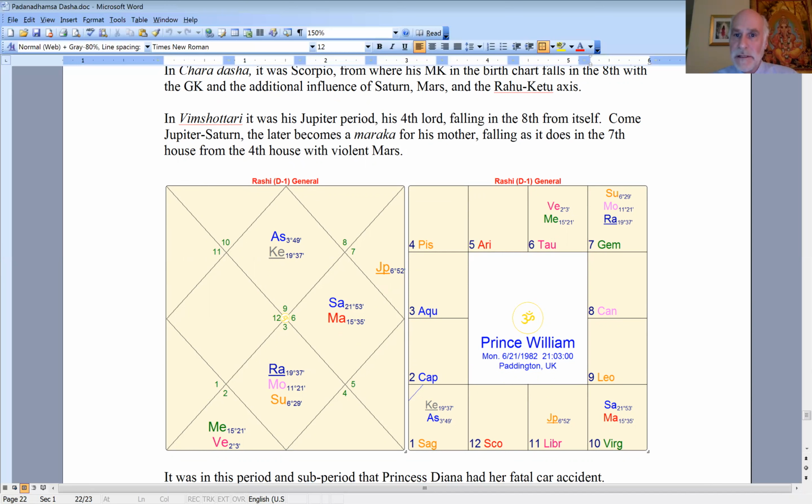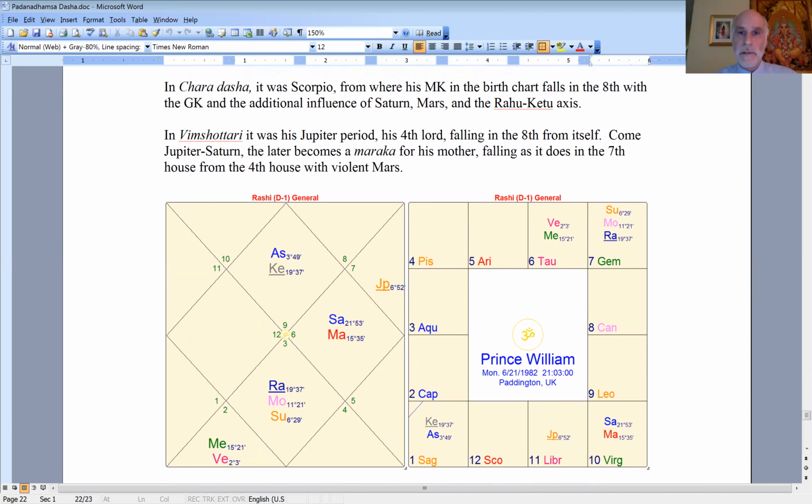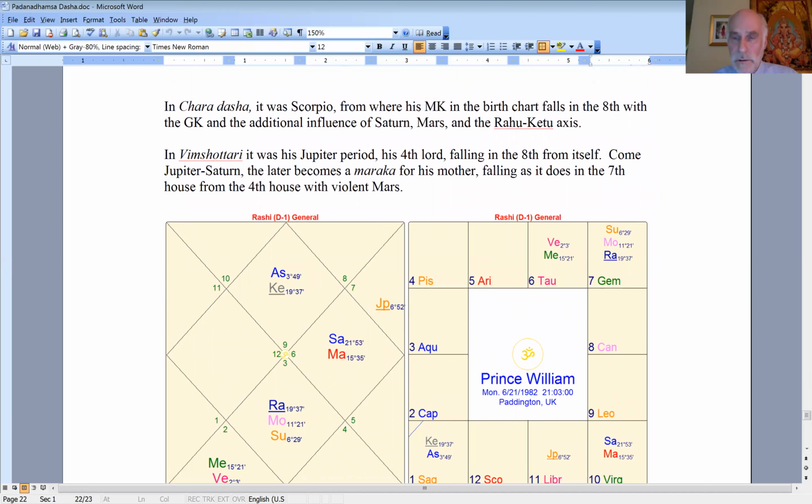And so, I'll conclude my initial presentation here on Padanadhamsha Dasha just by repeating what I said at the beginning, meaning that when I was instructed by him in this Dasha, I considered it to be one of the best gifts that I ever got from him. And I've used it with good results.